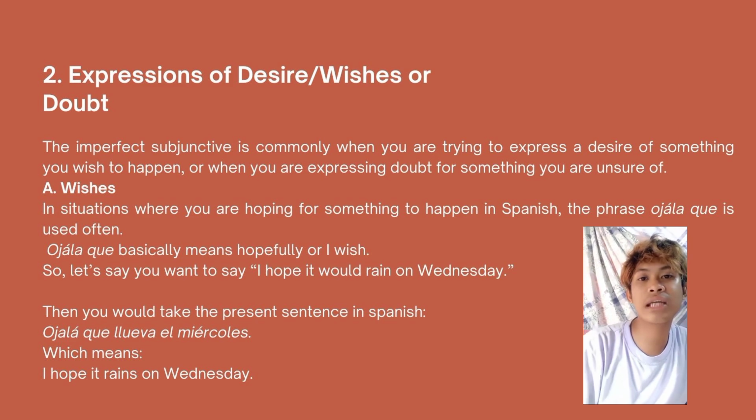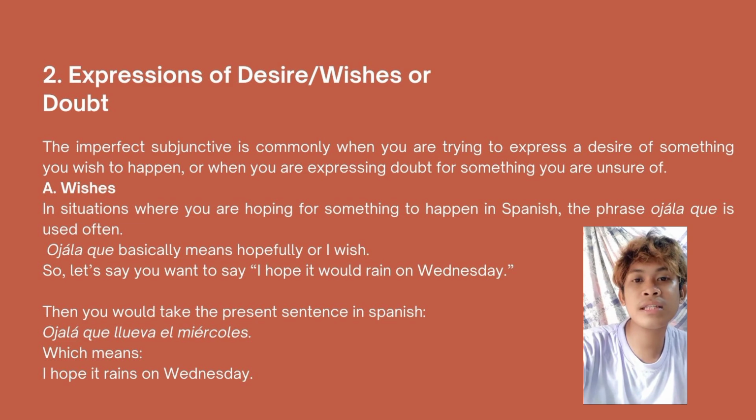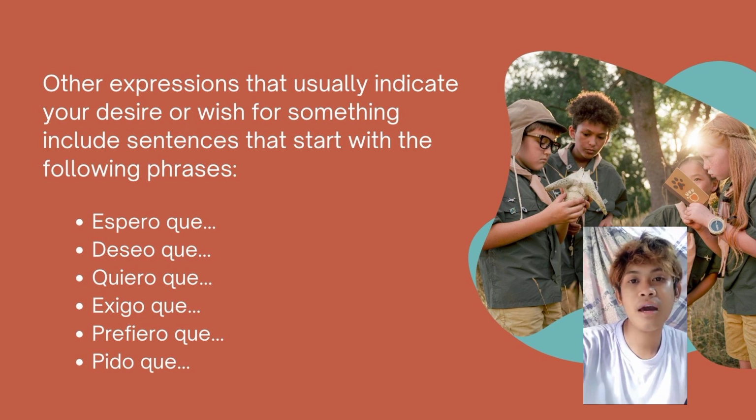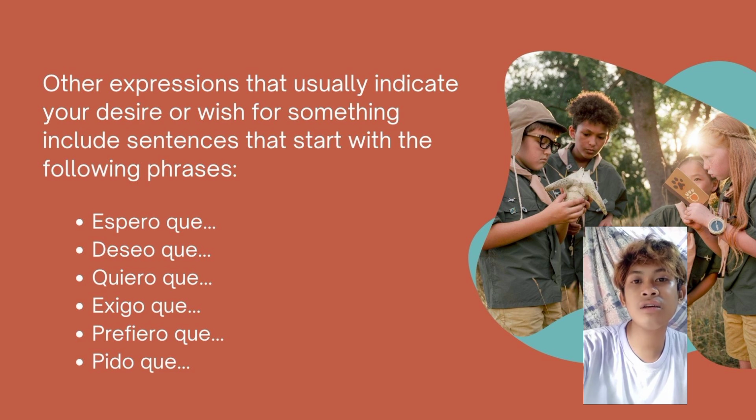So let's say you want to say, I hope it will rain on Wednesday. Then you will take the present sentence in Spanish. Ojalá que llueva el miércoles, which means I hope it rains on Wednesday. Other expressions that usually indicate your desire or wish for something include sentences that start with the following phrases. Espero que, deseo que, quiero que, exigo que, prefiero que, pido que.